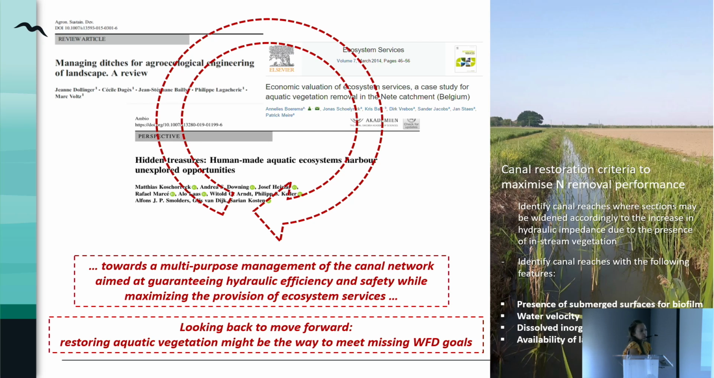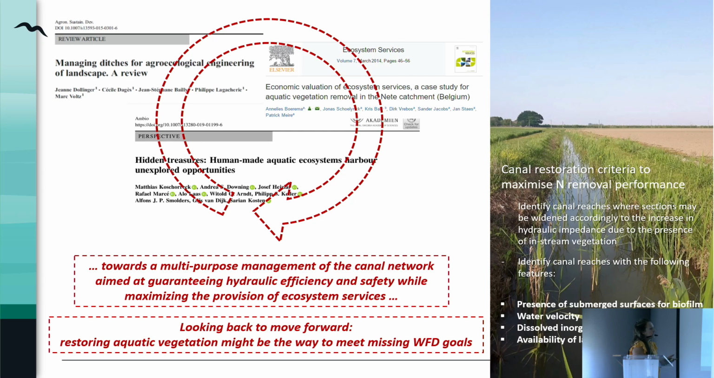Not only water depuration, but depuration is important, especially in agricultural watersheds. So the message can be looking back to move forward, and the restoration of aquatic vegetation can be a way to try to meet the Water Framework Directive goals.